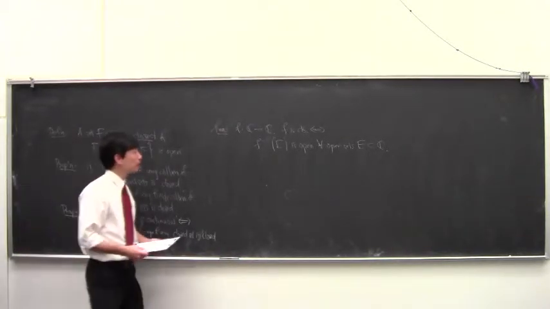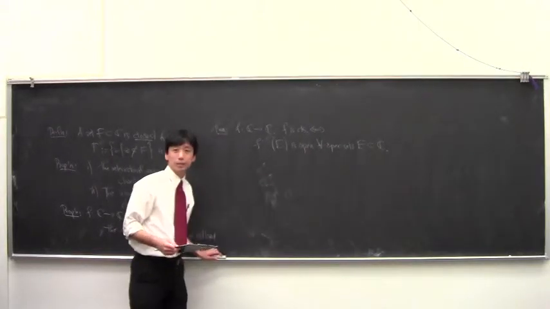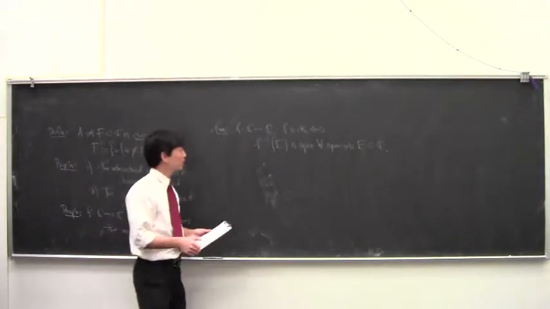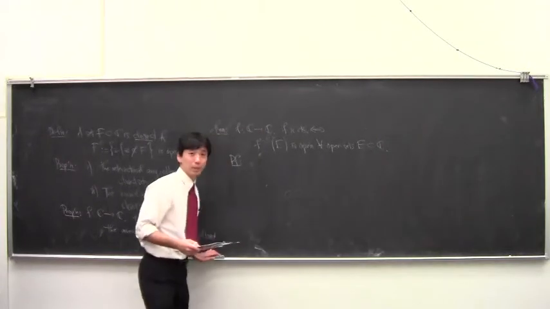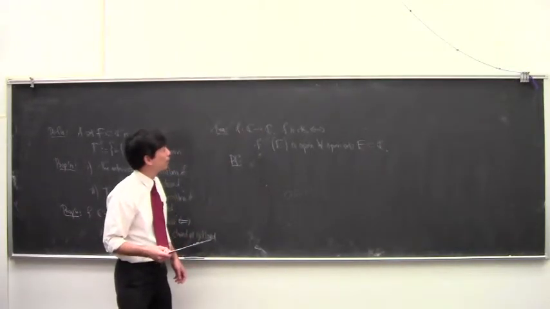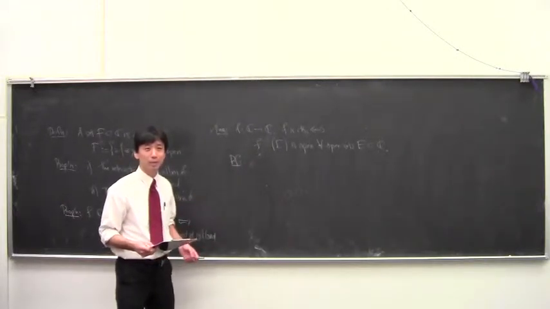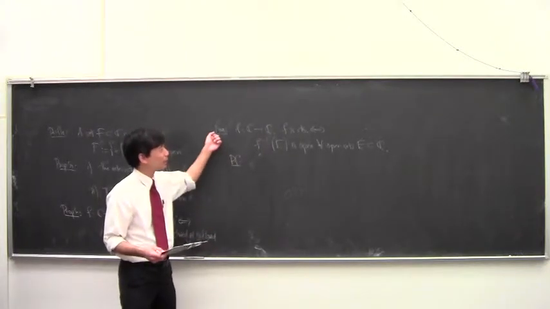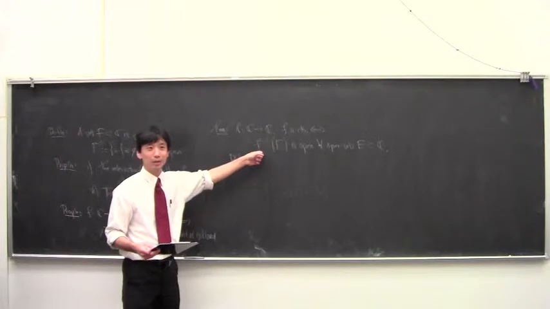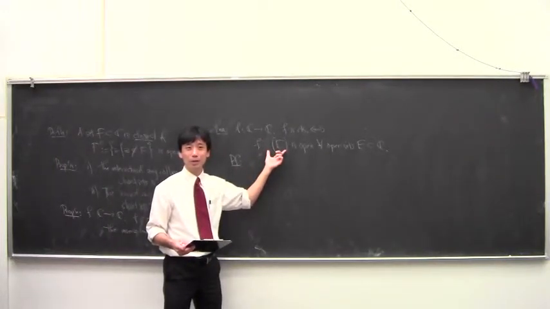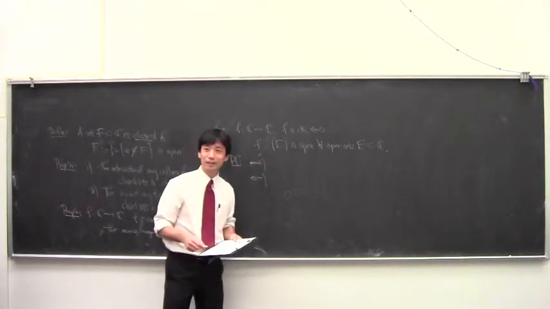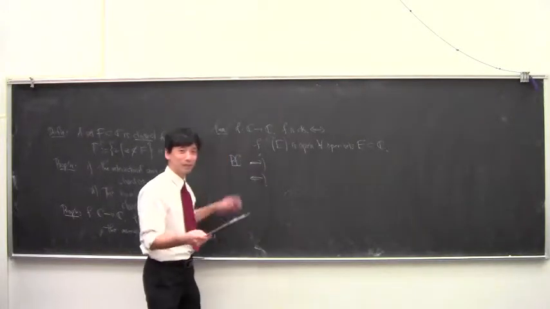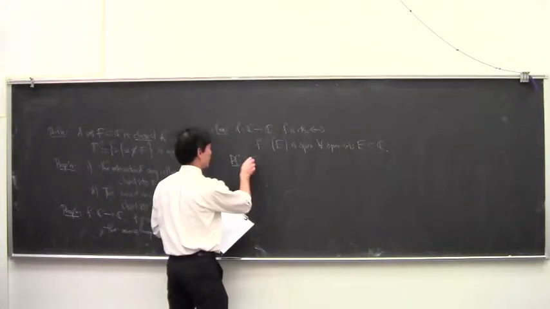Okay. Did you all take a look at the proof of this? I hope. Let's see if somebody can tell us about it. Which direction would you like? F continuous implies F inverse of E is open for open sets, or the reverse. Which do you like? Does anyone have a preference? The reverse. Let's go back. Okay.